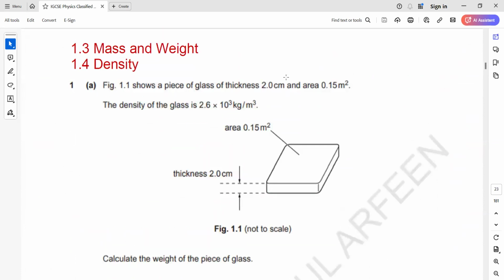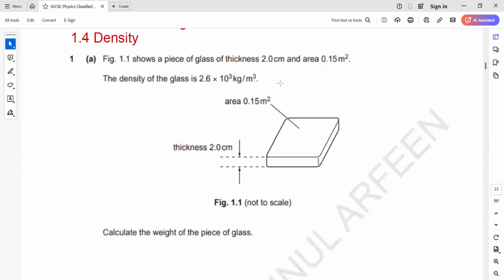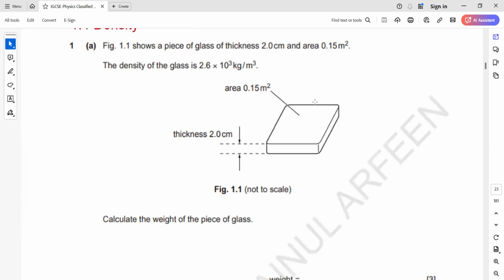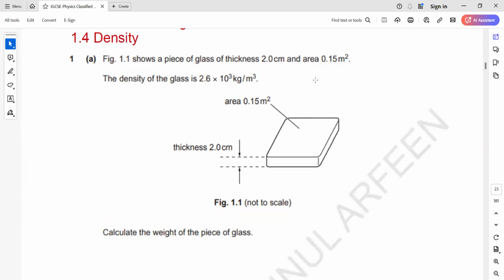The next question related to topic mass, weight, and density. Figure 1.1 shows a piece of a glass which is 2 centimeter thick and 0.15 meter area. The density of a glass, calculate the weight. So if you want to calculate the weight, weight is mass multiplied by gravity. We know the gravity 9.8. So first we need the mass.